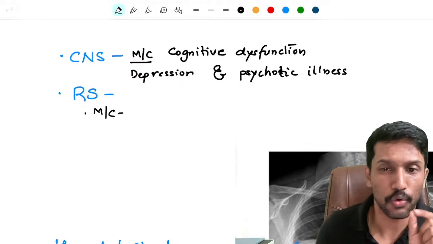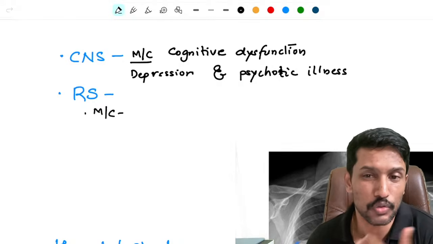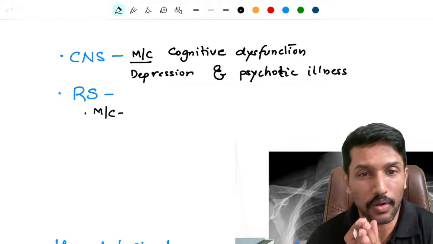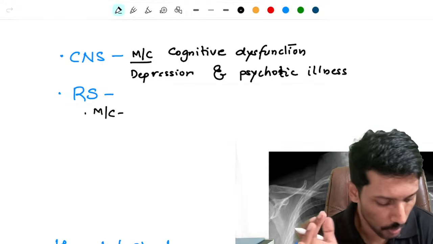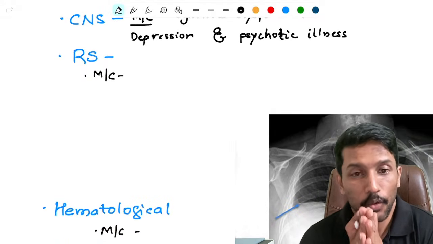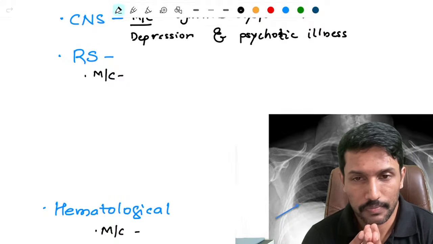Having anti-neuronal antibody increases the risk of cognitive dysfunction, and anti-ribosomal P antibodies increase the risk of developing depression and psychotic illnesses. Okay. Then when it comes to the respiratory system, now I want you to remember particularly when we're talking about the respiratory system.